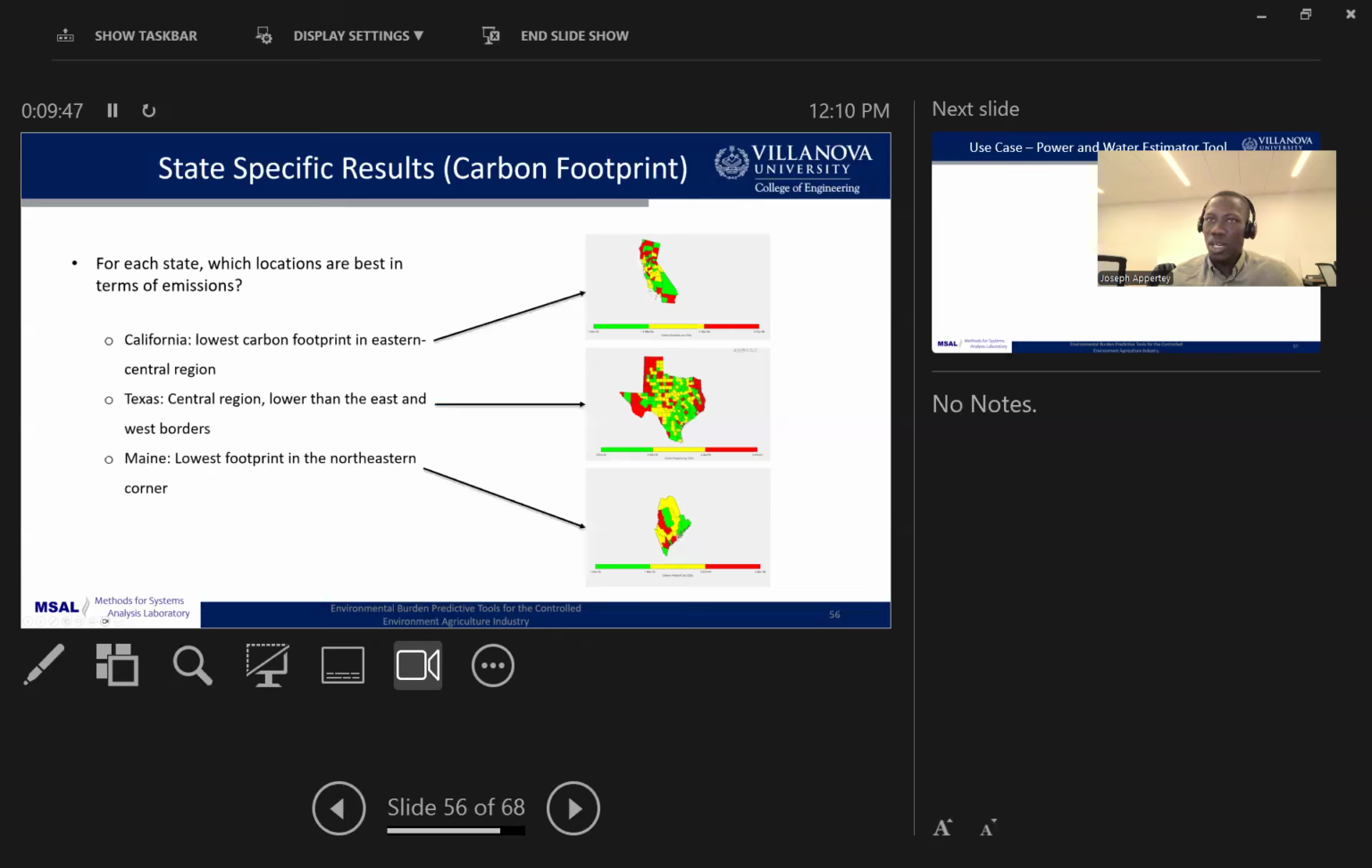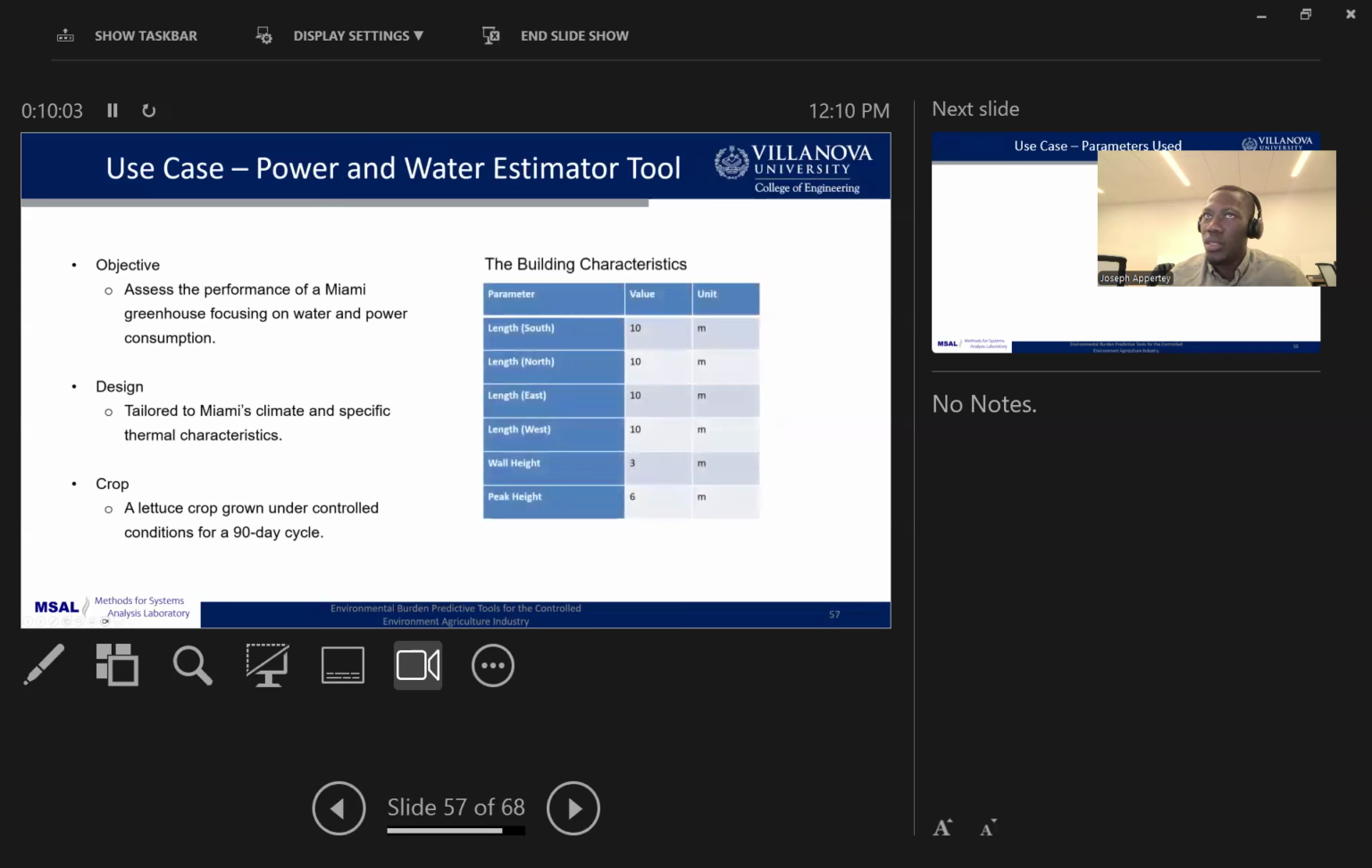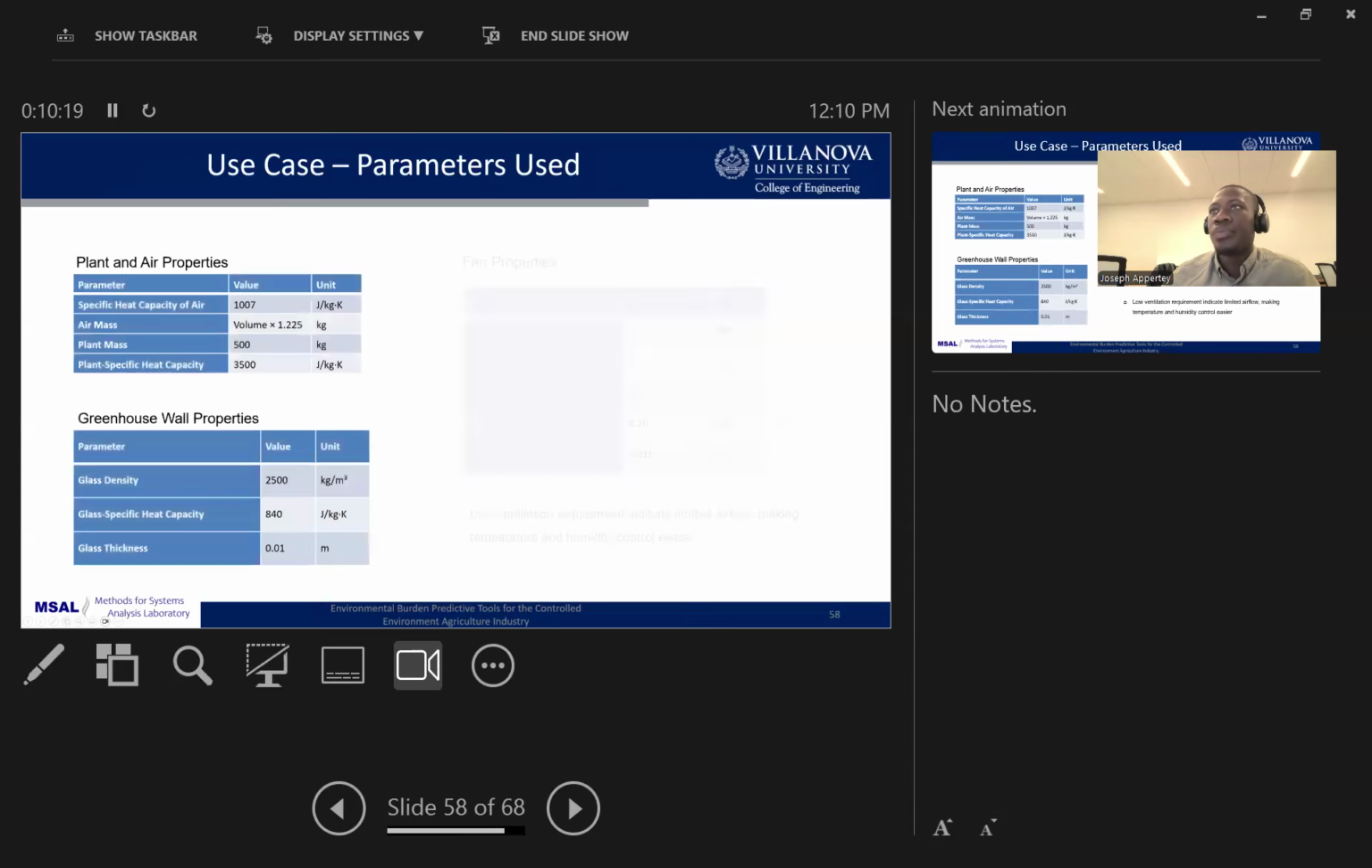So since Maine will be the ideal location, which part of Maine will be very ideal? So when using the case specific, we can say that the lowest footprint can be found in the northeastern corner part of Maine. And then with the power and the water estimator too, we consider a hypothetical facility in Miami. So all the conditions have been tailored to the climate conditions and the thermal characteristics in Miami. And then the crop that is being considered here is lettuce.